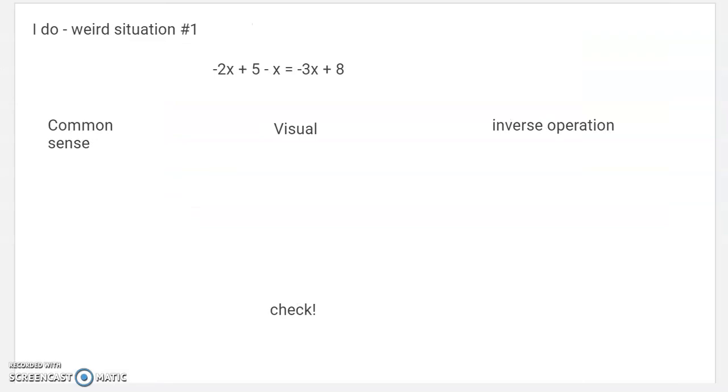So let's look at weird situation number 1. So I've got an equation here, and let me start to solve it for you. So it looks kind of standard, like something you would have learned in level 17 or 18. Let's just start putting it together. Negative 2x plus 5 minus x, or plus another opposite of x, equals negative 3x and 8.